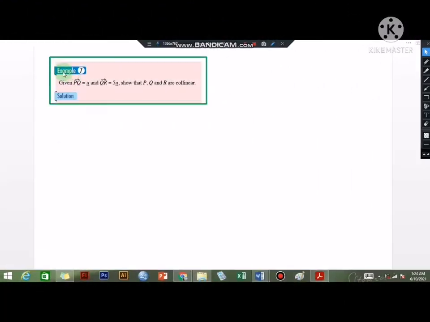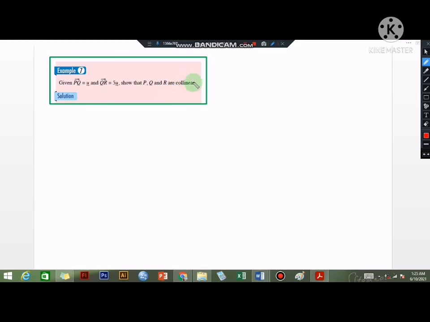Okay, class. Let's proceed with example 7. Given vector PQ is equal to U and vector QR is equal to 5U. Show that P, Q and R are collinear. Okay, what does it mean by collinear? Have you ever heard the word collinear?